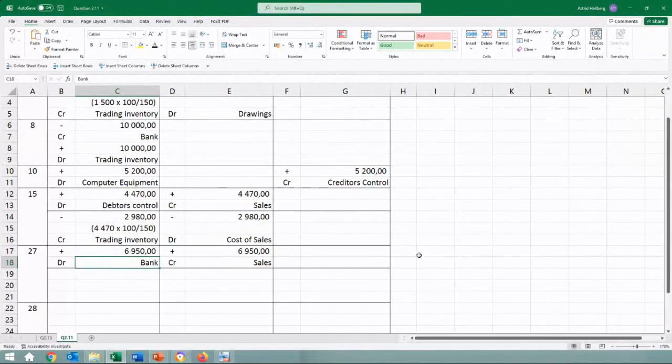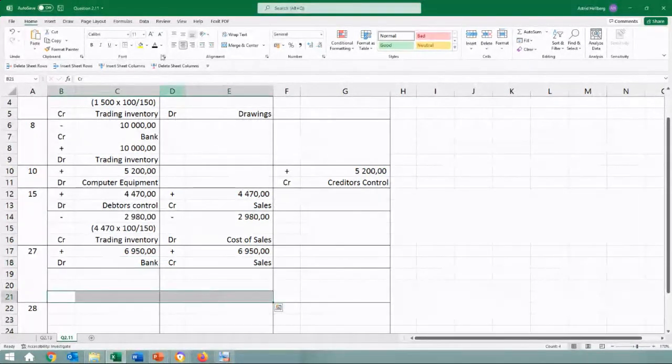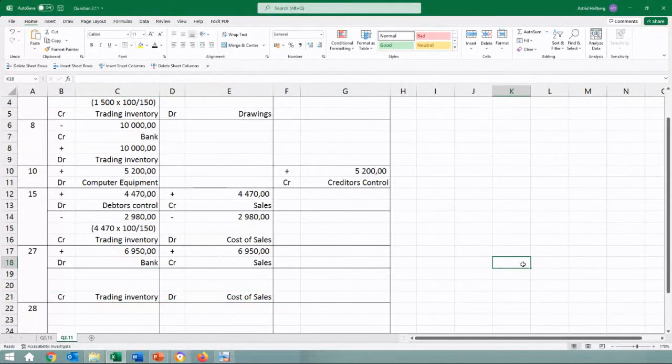Now just tell me, how are we going to work out the cost of sales amount based on the sales transaction? What is the formula that you are going to use to work out the cost of sales value? You can just type the formula in the chat function for me.